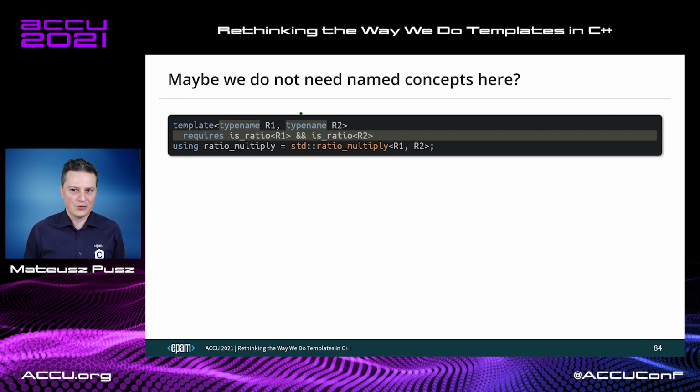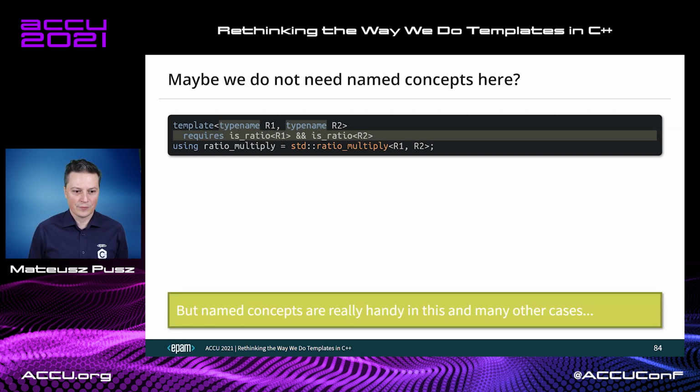Maybe we do not need named concepts. Maybe we don't need to extend the collection of concepts we have in the standard library. Maybe we can just live with constraints in the form of type traits. But I would ask, what is the difference in having more concepts or more type traits? Right? If a concept is defined by the type trait, then providing the type trait is hard, not the concept itself. So if you provide a type trait already, then the concept is for free. And named concepts are really useful.